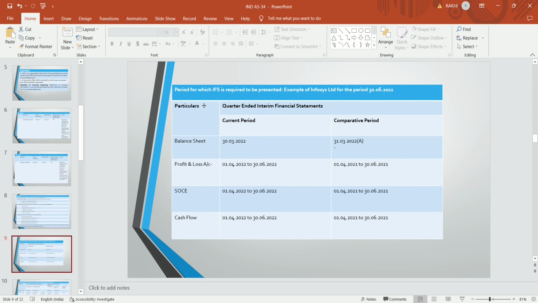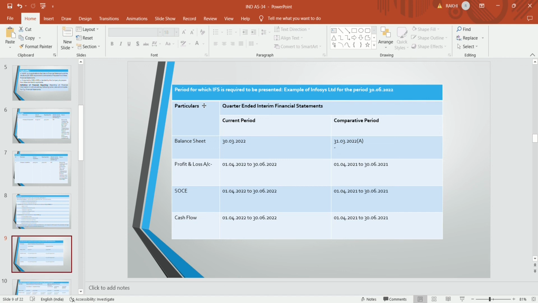We have taken the example of Infosys. This is the format in which they prepare their quarterly 3 months interim financial statement, 6 months interim financial statement, and 9 months interim financial statement. So let's discuss. This is the 3 months financial statement of Infosys Limited.